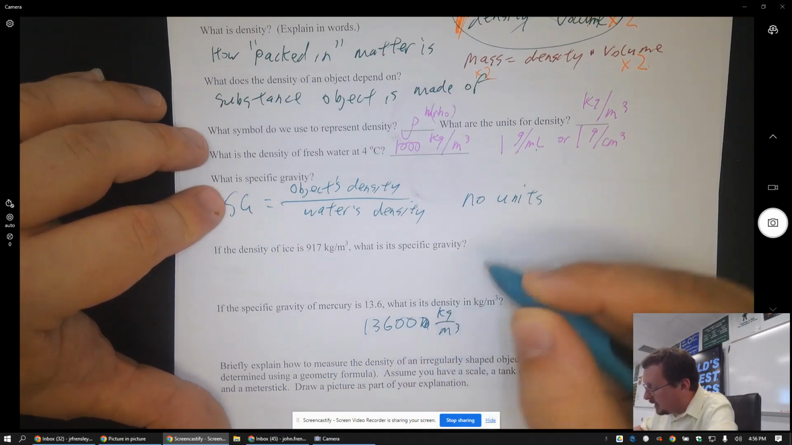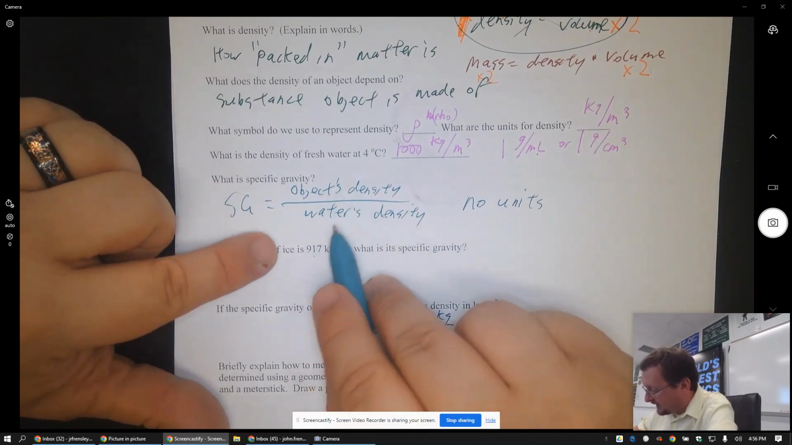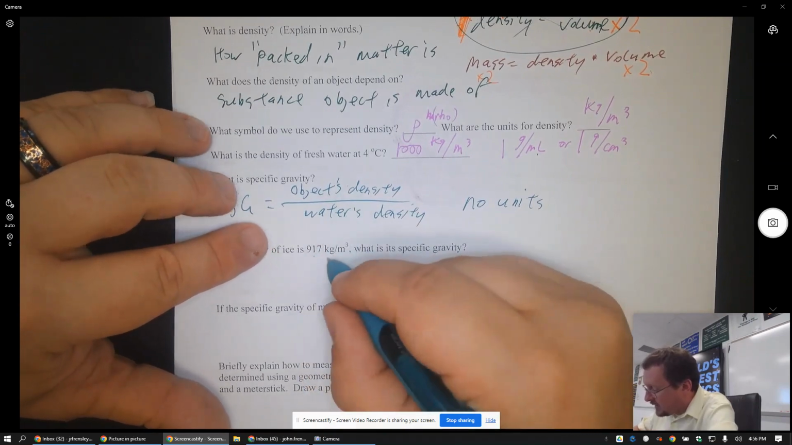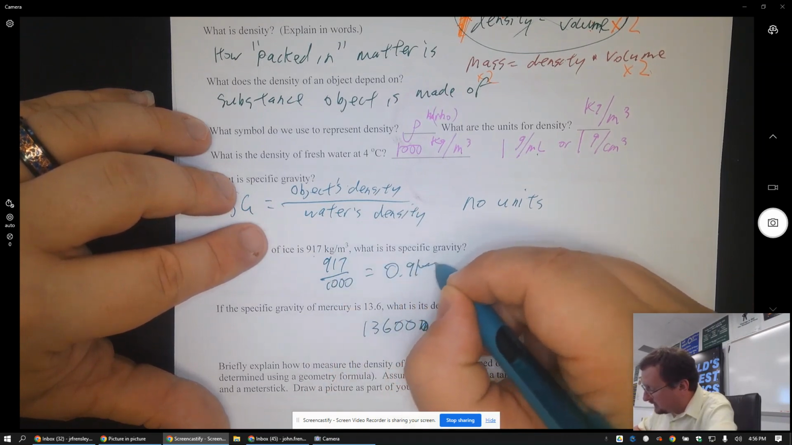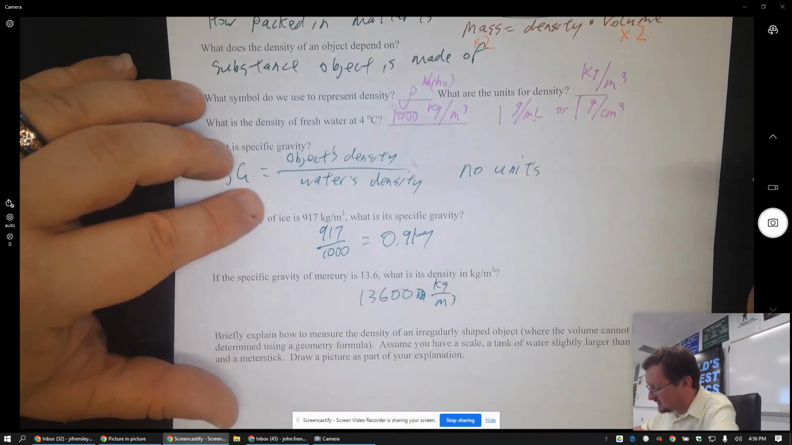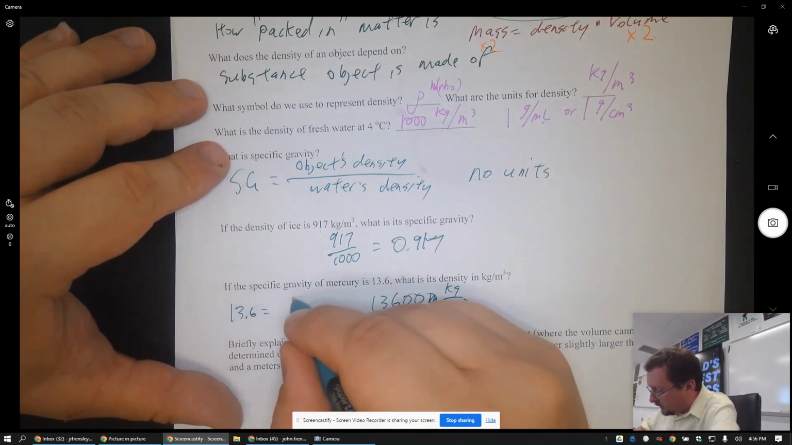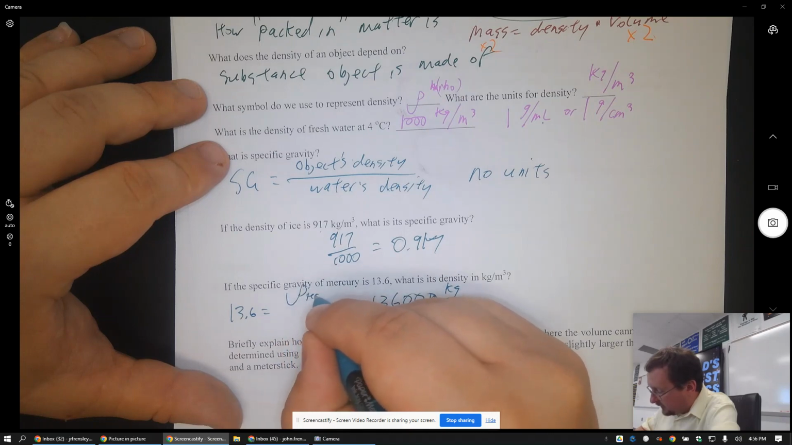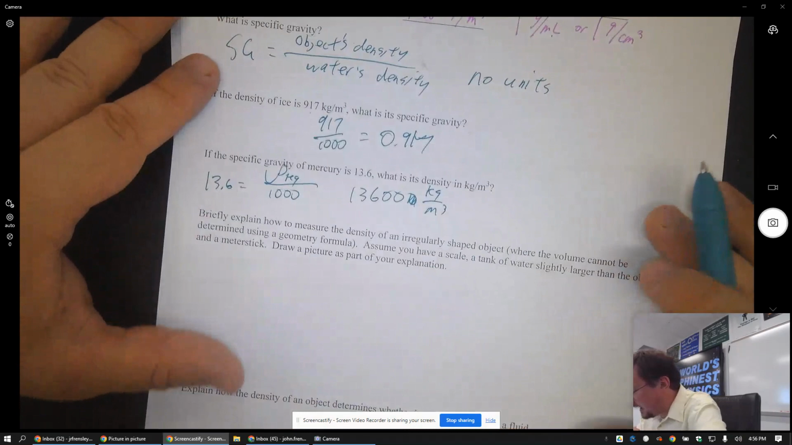Kilograms per cubic meter. Okay, the density of ice. If that's the density of ice, 917, and water is 1,000, 917 over 1,000 would be 0.917, and notice that there's no units on specific gravity. Here, you would do the specific gravity, 13.6 equals the density of mercury, Hg, over 1,000, which is the density of water, and you just cross multiply, okay?